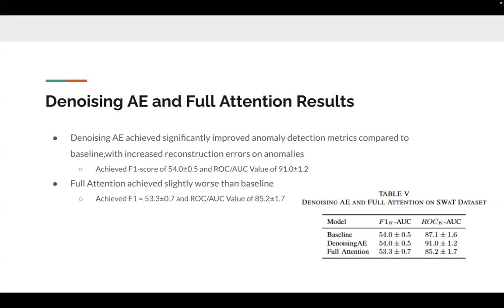As you can see, the denoising autoencoder performed just as well on F1 scores compared to the baseline model of diffusion AE, and then actually performed even better with ROC AUC scores. But the full attention scores were just slightly under the baseline model, but I attribute that to a lower number of heads and dimensionality.